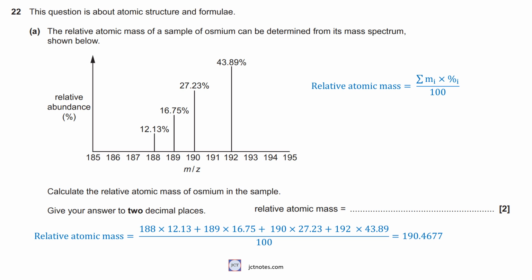Replacing the numbers given, I get 190.4677. Rounded to 2 decimal places, I get 190.47.